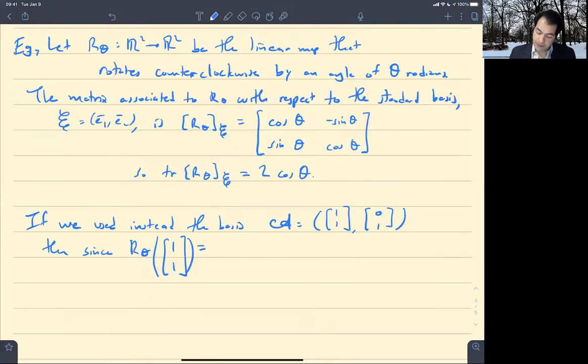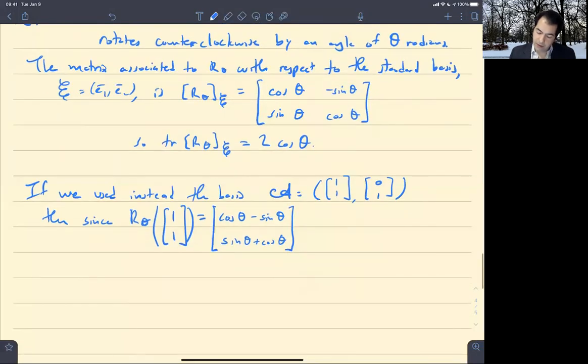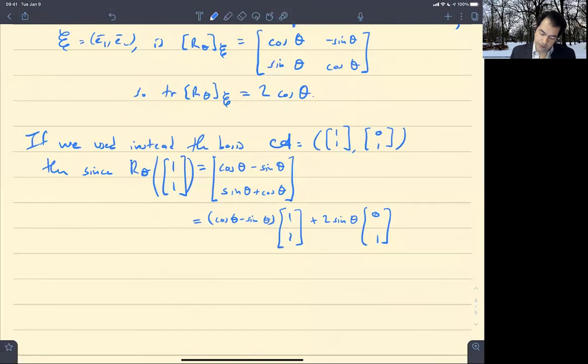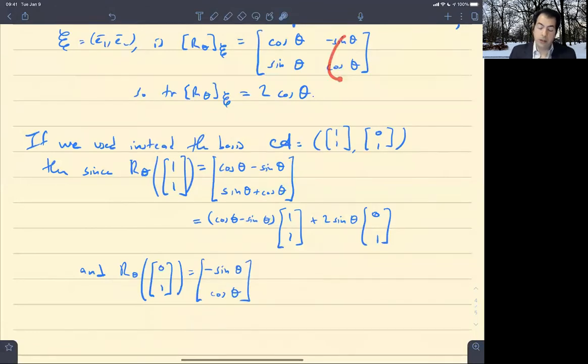Well, since I have this matrix right here, it's very easy to compute this. I get cosine theta minus sine theta, and then the second entry is sine theta plus cosine theta. And I can write this as (cosine theta minus sine theta) times the vector (1, 1) plus 2 sine theta times the vector (0, 1). And then R theta of the vector (0, 1) is, well, minus sine theta, cosine theta. It's the second column of this matrix. And I can express this in terms of the basis A as minus sine theta times (1, 1) plus (cosine theta plus sine theta) times (0, 1).